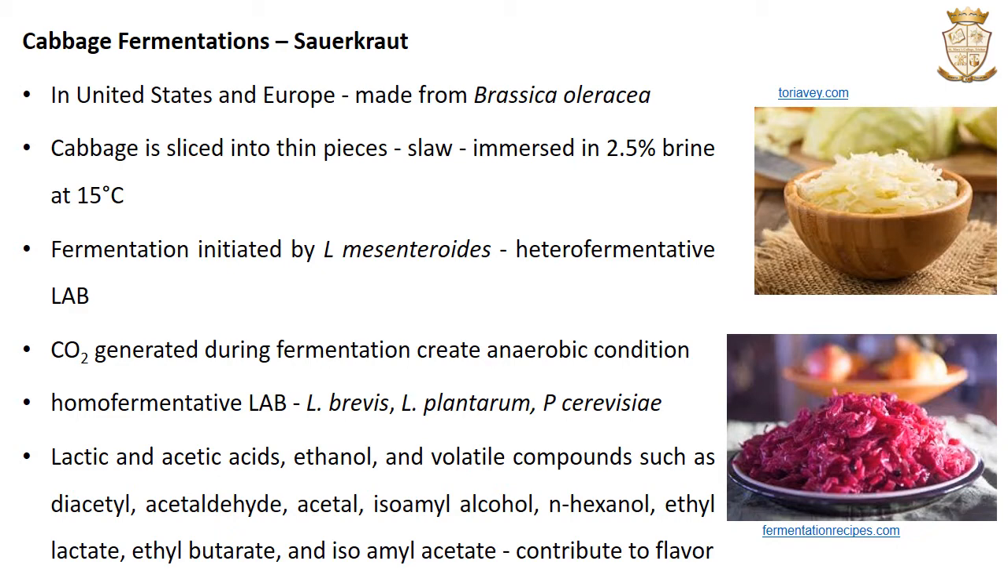will disappear. The growth of the lactic acid bacteria will produce several compounds such as lactic acid, acetic acid, ethanol, and volatile compounds such as diacetyl, acetaldehyde, acetal, isoamyl alcohol, hexanol, ethyl acetate, ethyl butyrate, isoamyl acetate, etc. These molecules will contribute to the flavor of sauerkraut. Generally, sauerkraut fermentations are done in large fermentation tanks in which the shredded or chopped cabbage, known as slaw, is kept in brine.